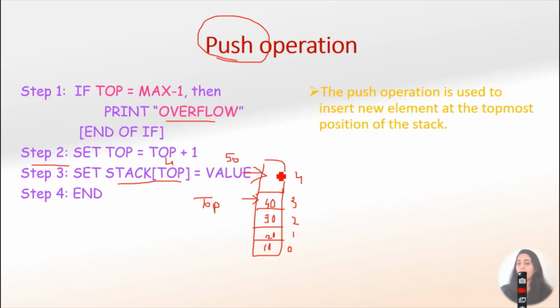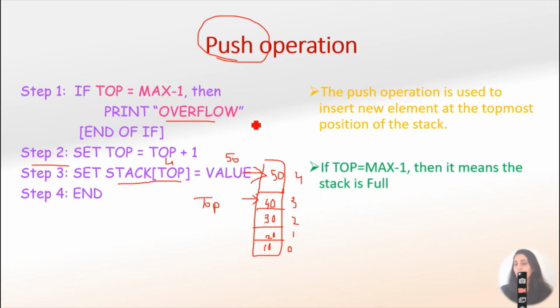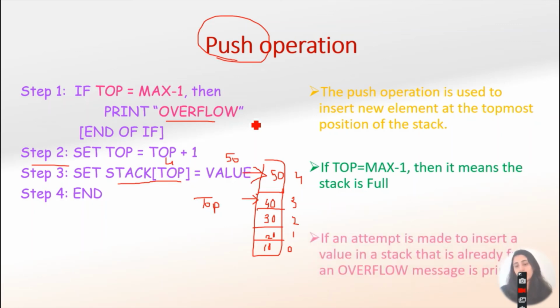So that 50 will go at this particular value. And then I end. So here the statement says the push operation is used to insert the new element at the topmost position of the stack. If top is max minus 1, then stack is full. We give the overflow message.